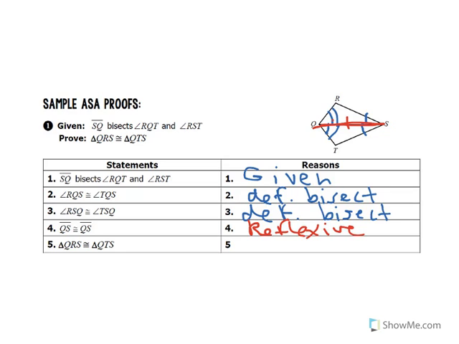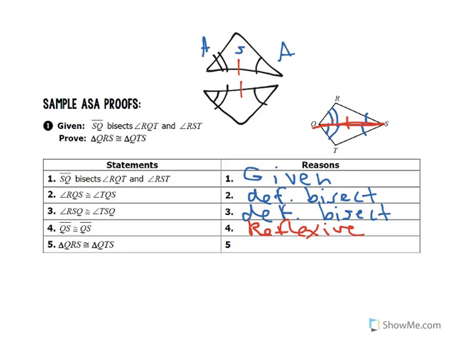If it's easier to look at these triangles outside of the picture, where they're not touching each other, you can pull them apart. And you can see we have an angle, a side, and an angle. Angle, side in the middle, angle. So they're congruent by A, S, A.